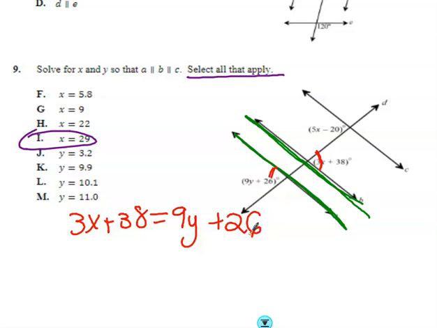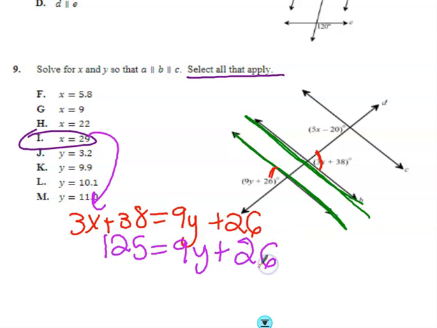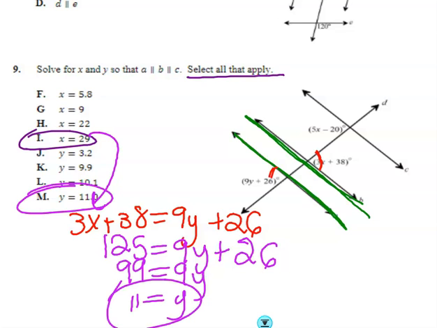So how can I solve this if I have an x and a y? Well, I already figured out that x is 29, so I can plug that in. So 3 times 29. So 3 times 29 is 87 plus 38. So I have 125 equals 9y plus 26. So solve that and find the value of y now. So y equals 11. So x equaled 29 and y equaled 11. So for this one, you would have chosen I and m.